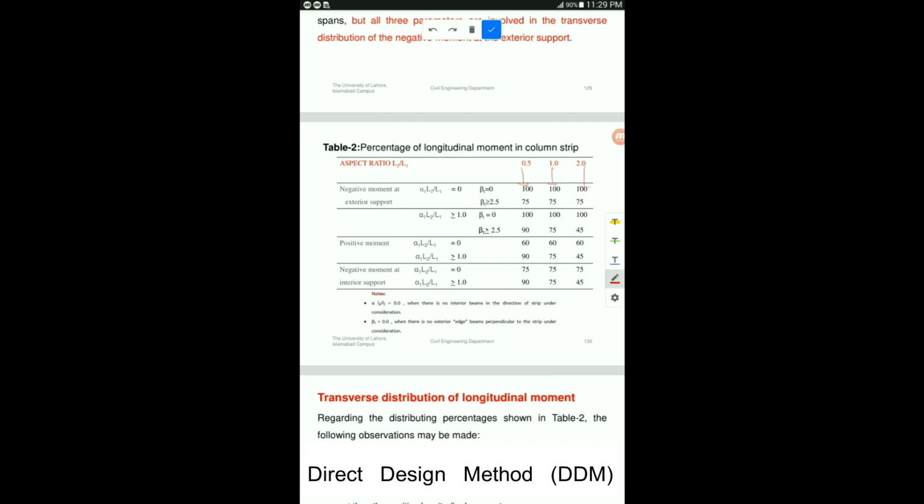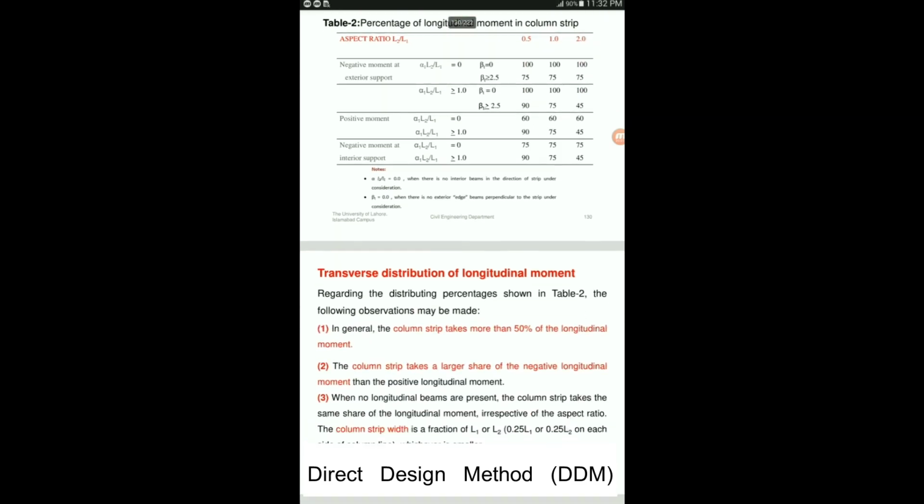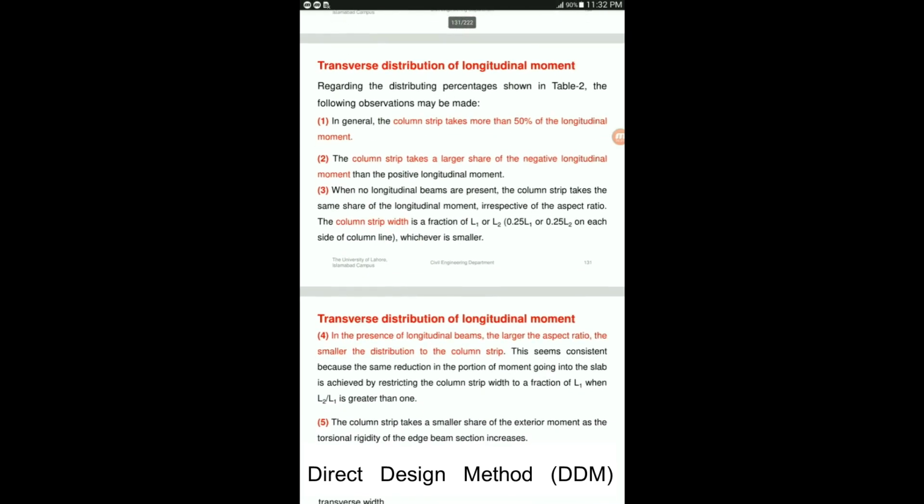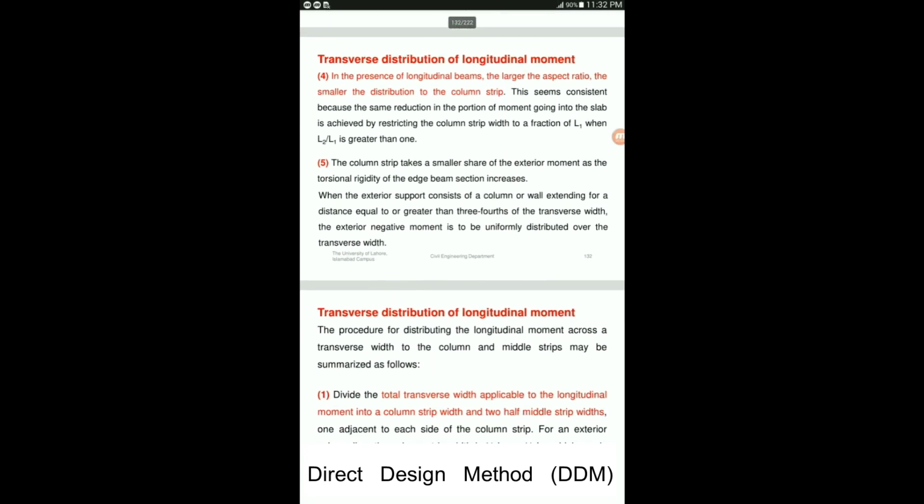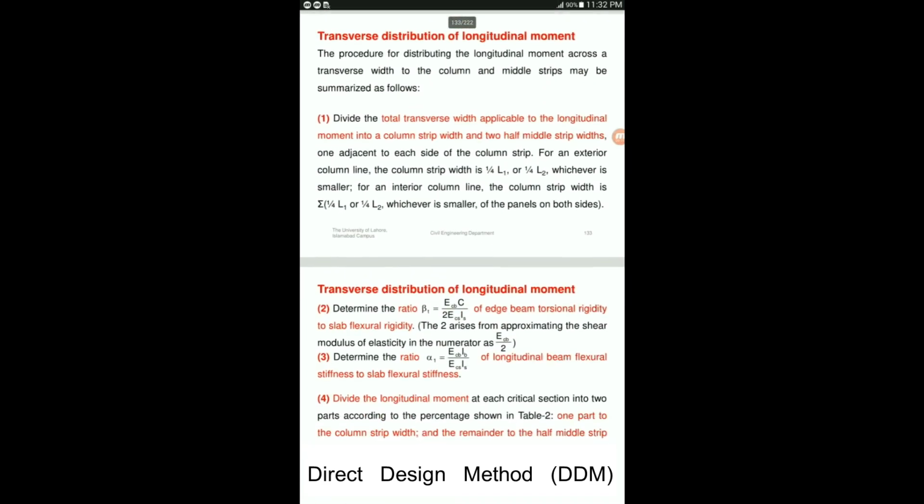For example, you have calculated L2 over L1 is 0.7. So 0.7 is lying between these 2 values, 0.5 and 1. So we're going to do an interpolation to find the mid value here. This is just a theory, so just go through it. I'm just going to explain it through an example. The important points, we're going to consider over there.